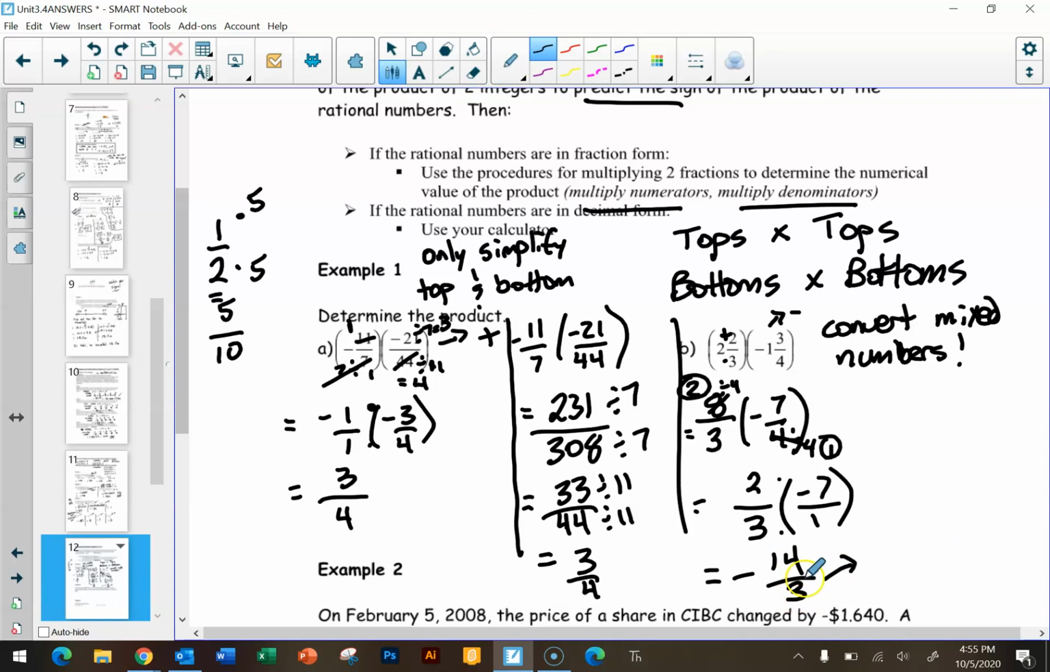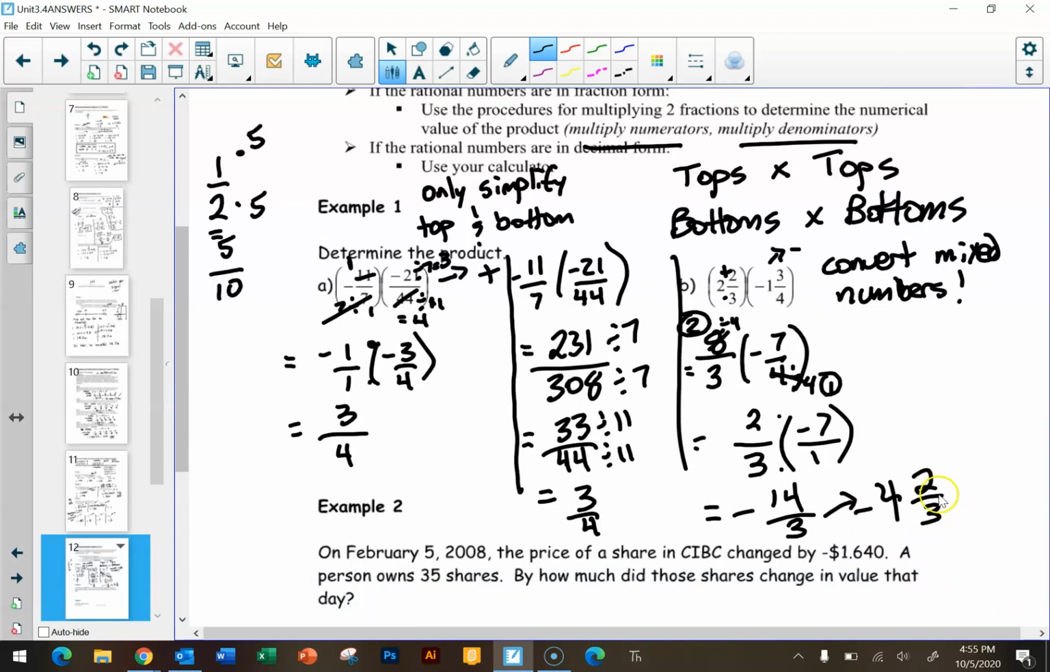So how many times does 3 fit into 14? Okay, 4 times, because 4 times 3 is 12. That's close to 14, right? So we've got negative 4. So if I go 3 times 4, that's 12. How many more do I need to get to 14? I need 2 more over the original denominator.